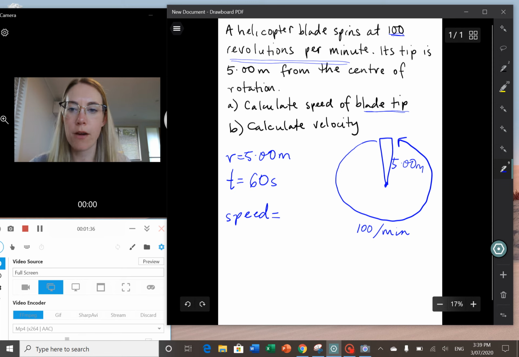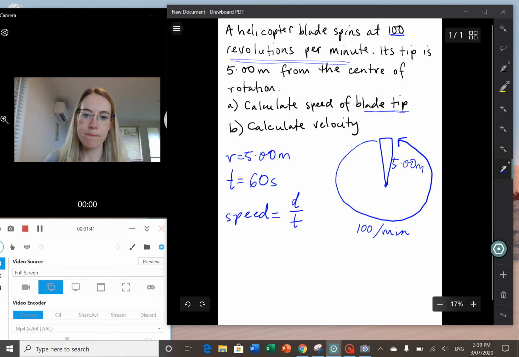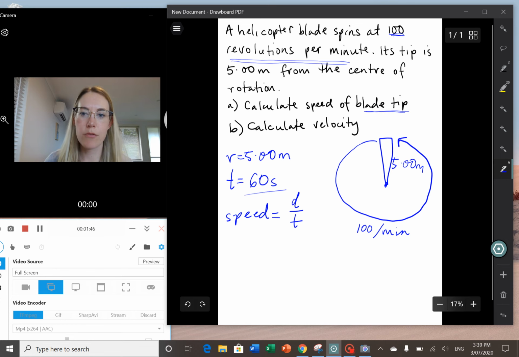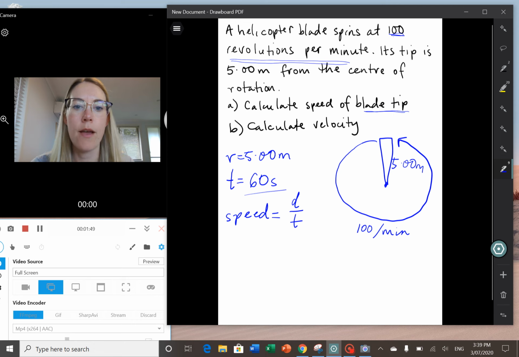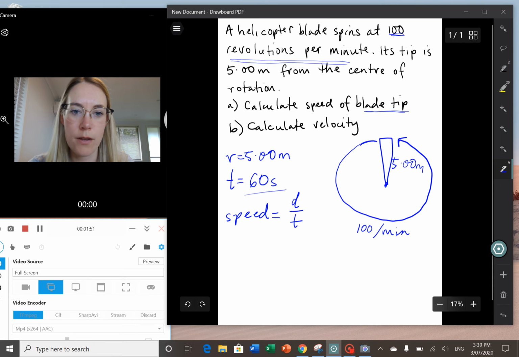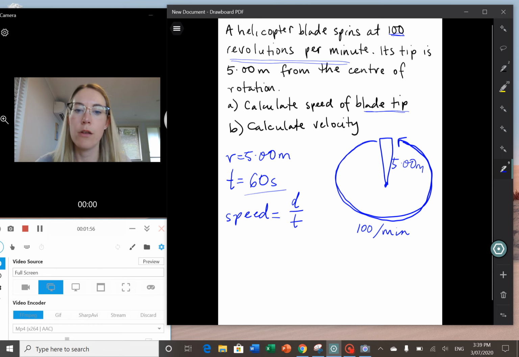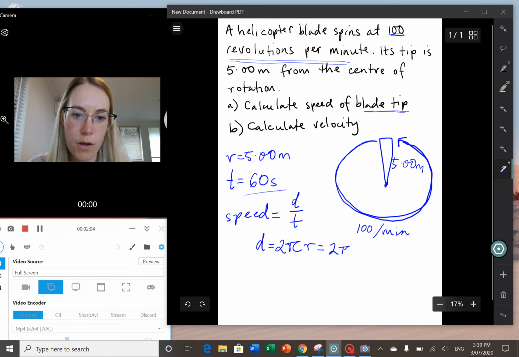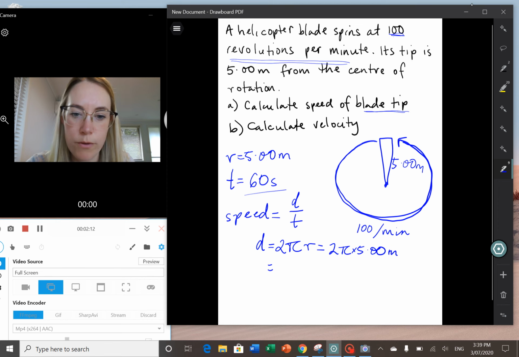And the formula for calculating speed is distance over time. I've been given my time, 60 seconds, but I haven't been given my distance. I'm going to have to calculate that. And I can do that by calculating what is the circumference of my circle here. I've been given the radius, so my distance is going to be equal to the circumference, which is 2 times pi times r. So 2 times pi times 5.00 meters, which is going to be 31.42 meters.